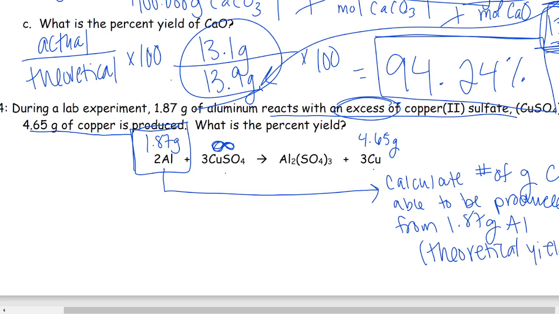Of copper. So then after you get theoretical, then you would take your actual yield and divide it by your theoretical, multiply by 100, and that is how you would find percent yield of copper in this question. So I'm going to pause here, walk around and help you all calculate this. You should set up your T-chart using this information.